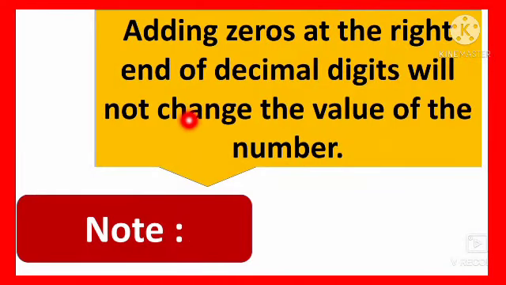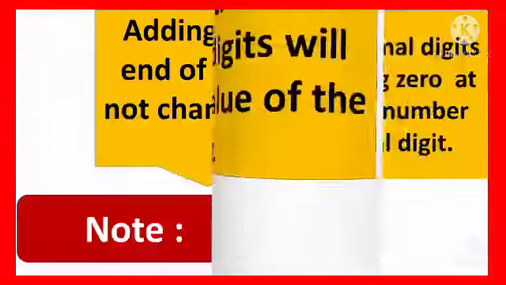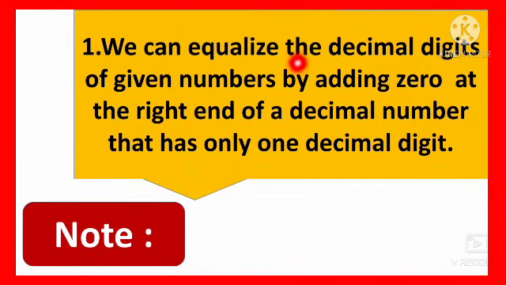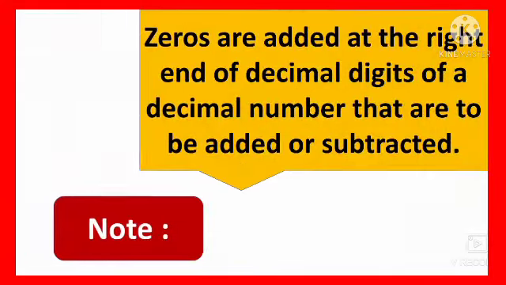Note, here we have an important note. Adding zeros at the right end of the decimal digits will not change the value of the number. We can equalize the decimal digits of the given numbers by adding 0 at the right end of a decimal number that has only one decimal digit. Zeros are added at the right end of the decimal digits of a decimal number that is to be added or subtracted.